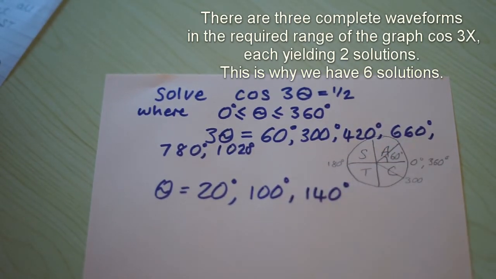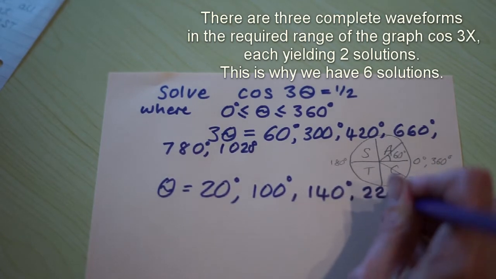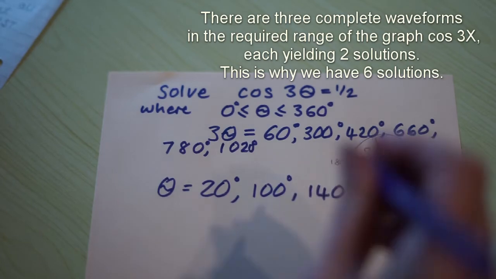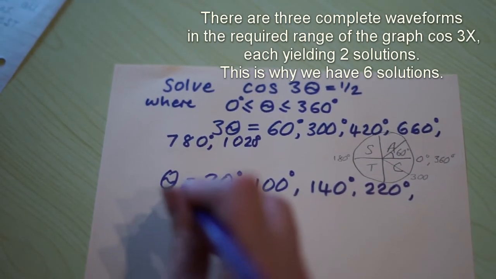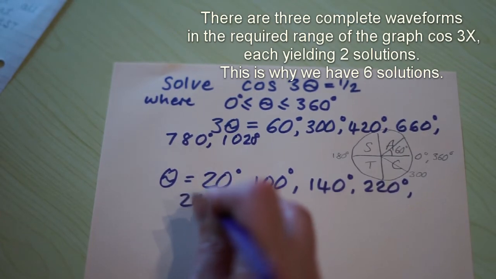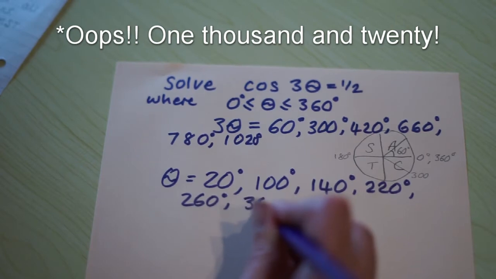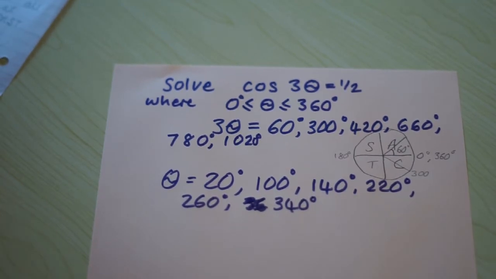Okay, so moving on to all the rest of them. We've got 220, which is 660 divided by 3, and 780 divided by 3, and 1200 divided by 3, 340. So I think we've got all of our possibilities now.